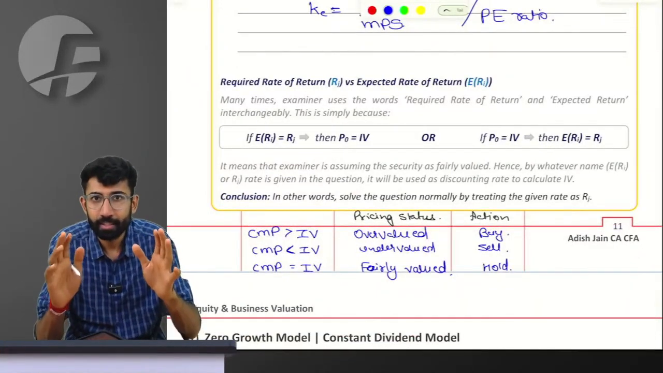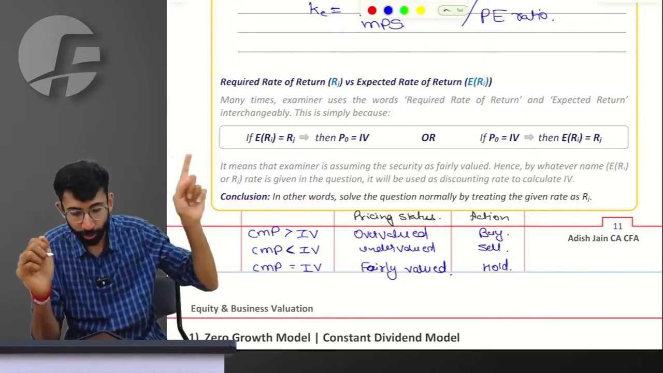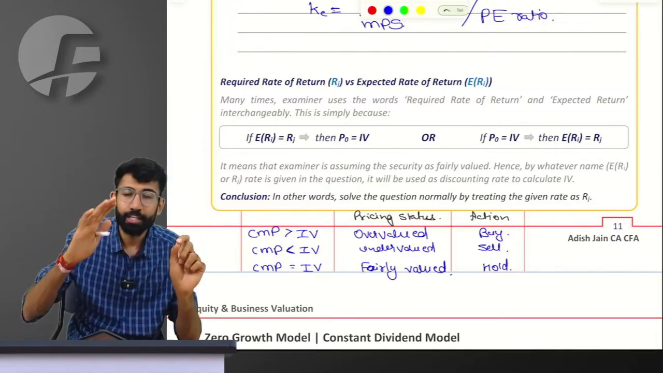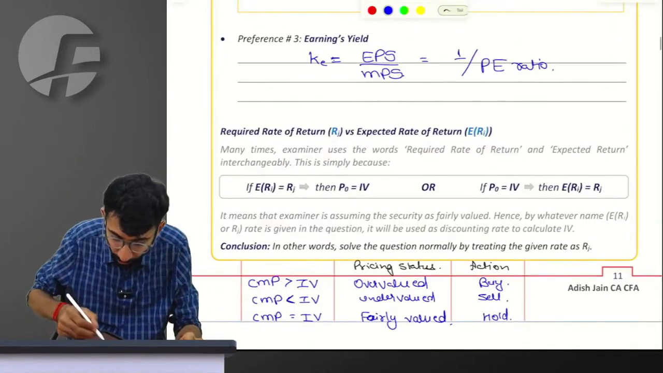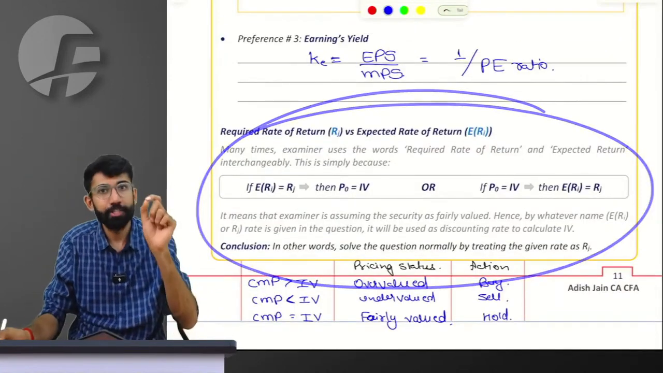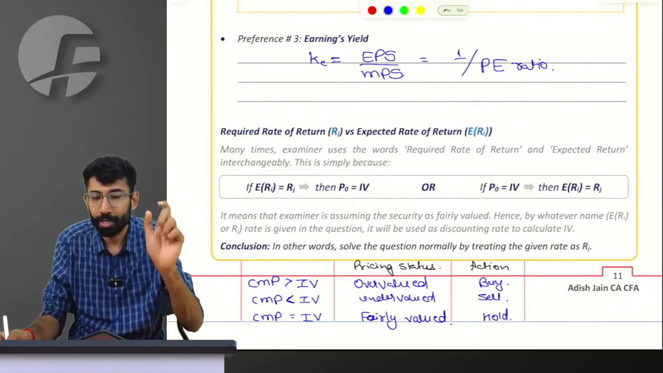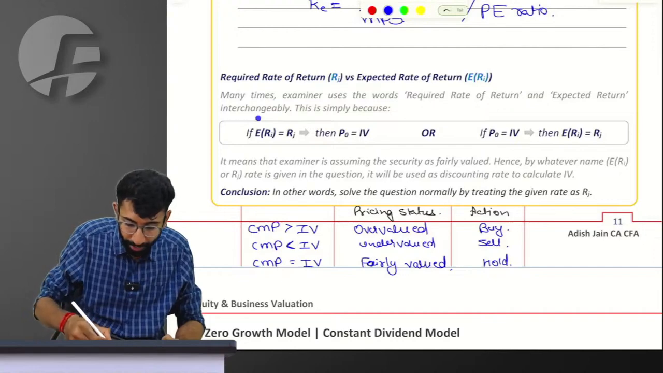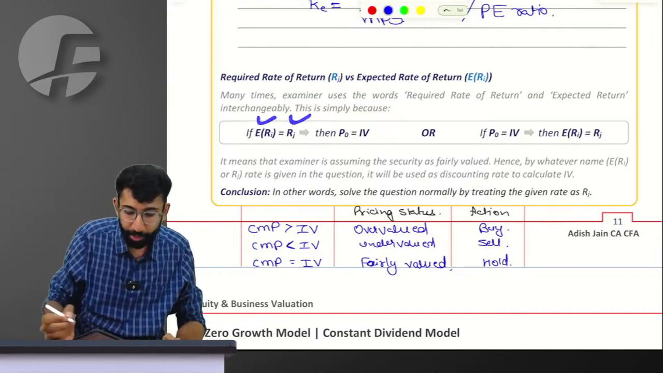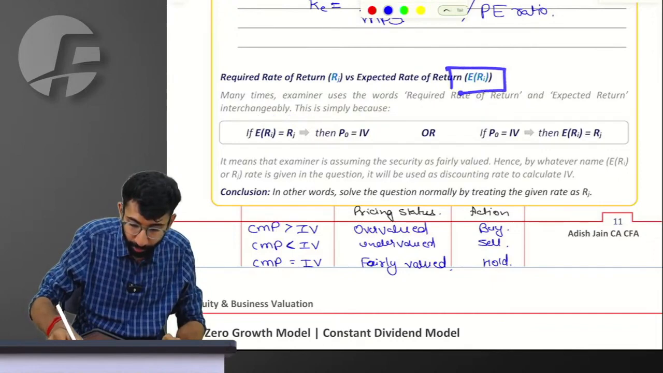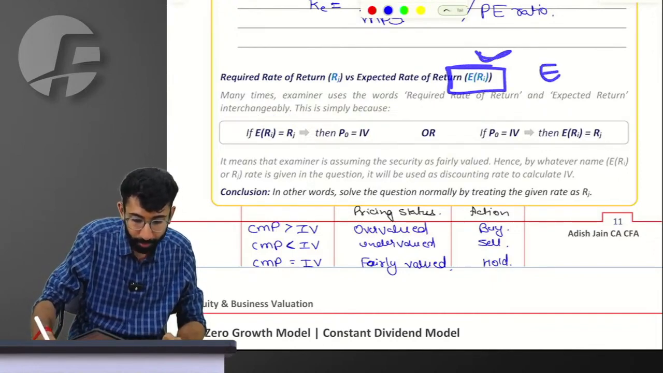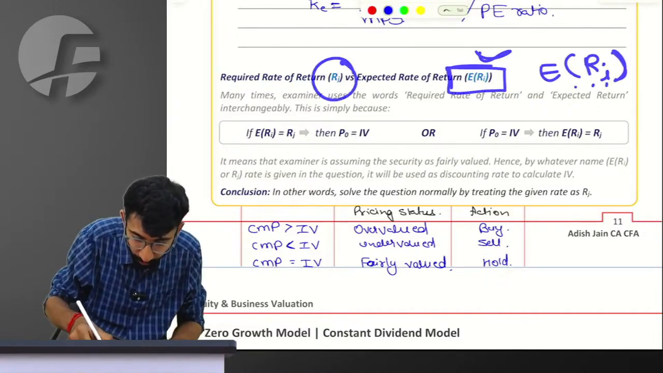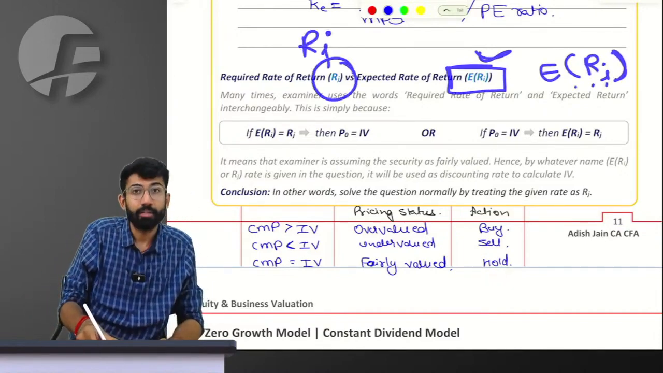See, the details of whatever I'm speaking will be shared with you in portfolio management. But on a lighter note, you need to understand one thing at this point: expected rate of return and required rate of return. Expected rate of return is denoted by E(Ri) for a particular security i. Required rate of return is denoted by Rj.